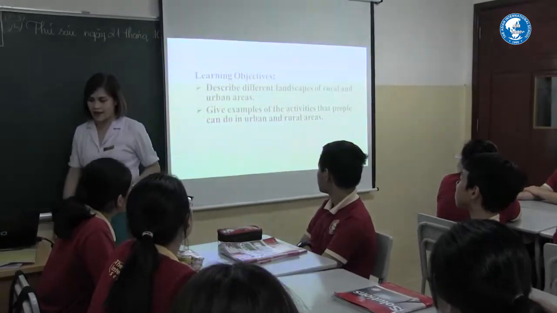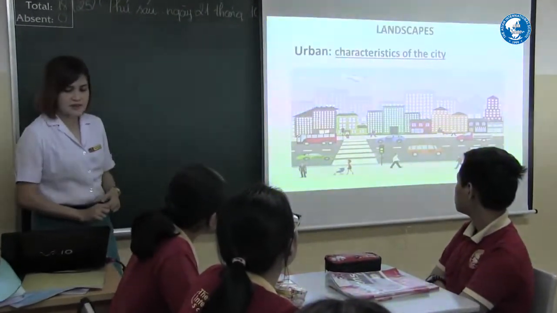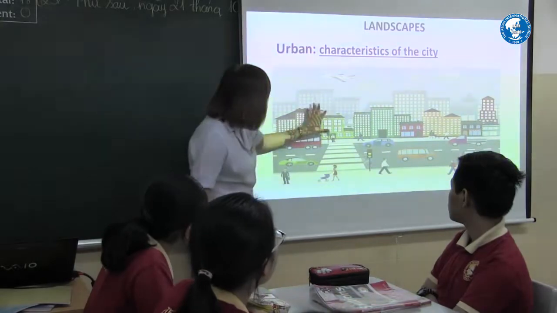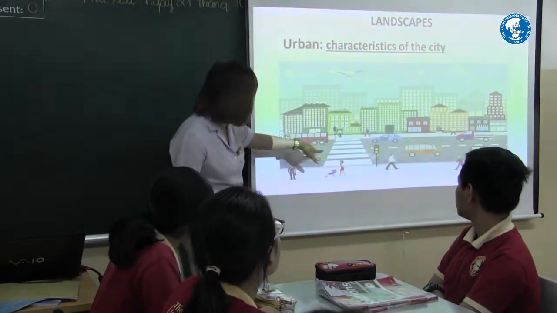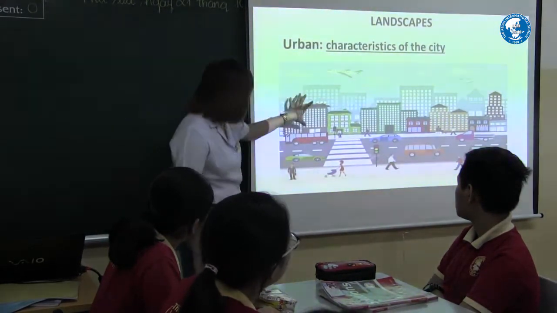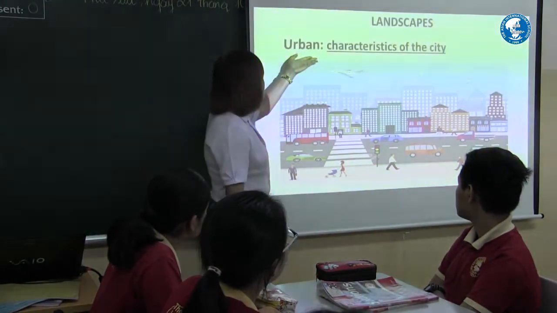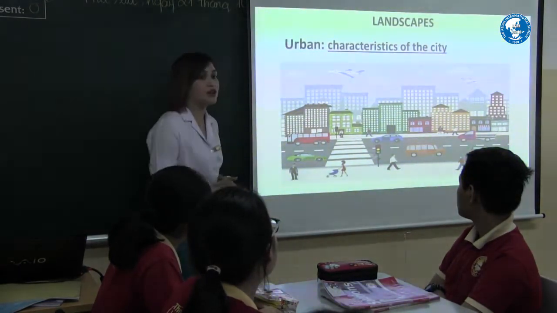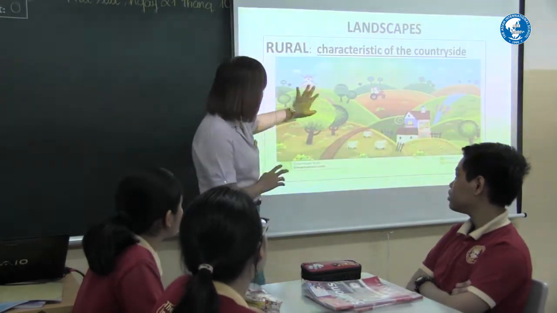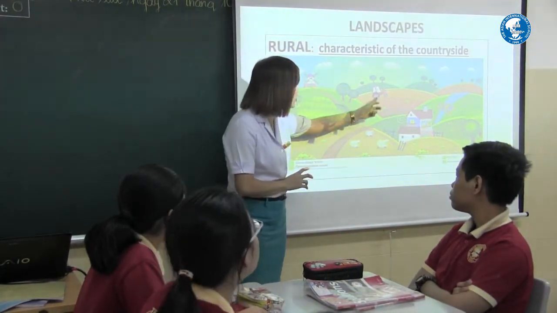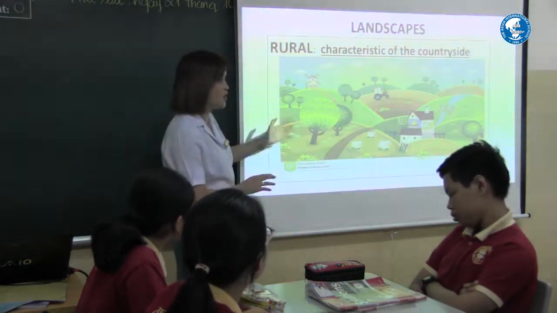So maybe you will know, teacher, what is an urban and what is a rural, right? So the first one that we will discuss is urban. Okay, as you can see in the picture. So what can you see? What do you think the people are doing here? What do you call this? Okay, when we say urban, it's the characteristic of the city, right? Okay, the next one is rural, or the characteristics of the countryside. Okay, so here you can see a lot of hills and so on, right?